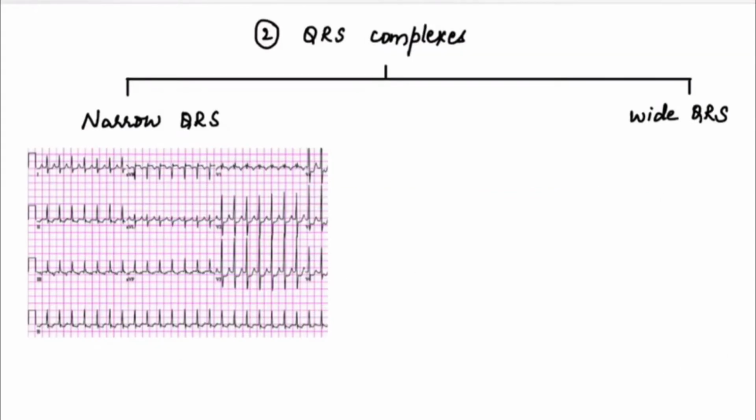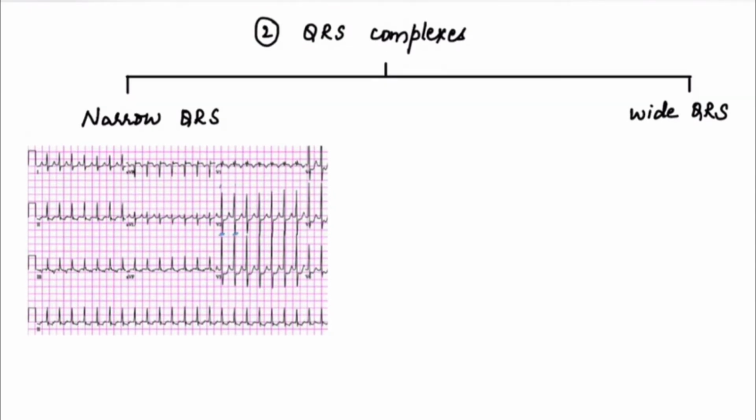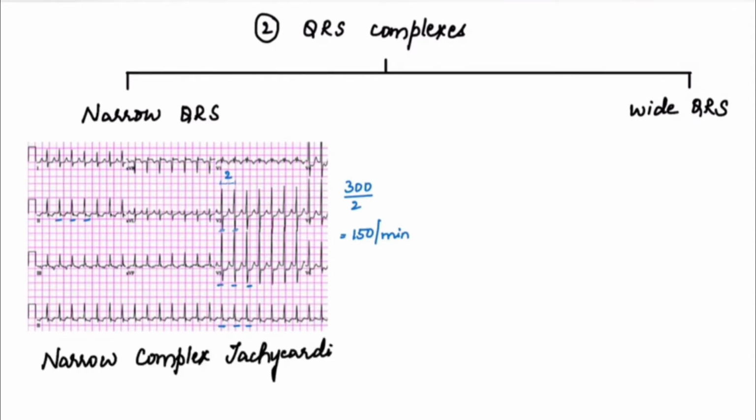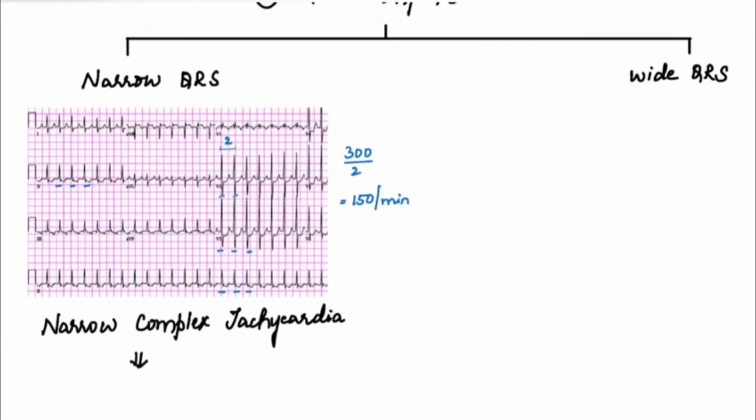So this is a strip. First see if there is tachycardia. Between the two QRS complexes there are 2 large boxes, so the rate is 150 beats per minute. That means there is tachycardia. Now look at the morphology of the QRS complexes, which are narrow. So this indicates narrow complex tachycardia, and narrow complex tachycardia indicates origin of the impulses above the level of ventricles. This is important to remember.